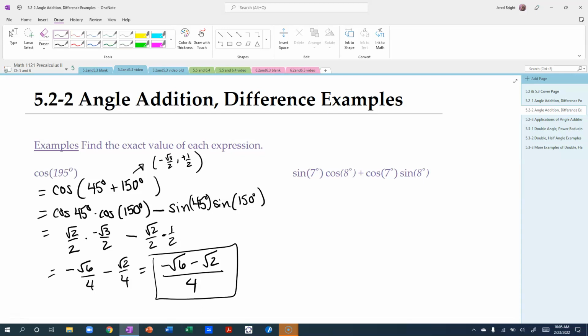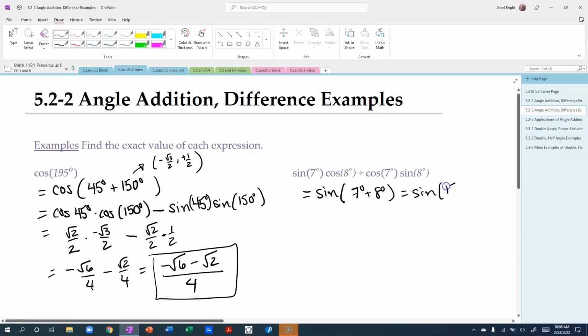Okay, now this next one, sine of 7 degrees, cosine of 8 degrees. Okay, so that's a big thing. Okay, let's see. So if I take a minute and compare that to my known angle addition formulas, this should be equal to sine of 7 degrees plus 8 degrees, better known as sine of 15 degrees. Okay, now that is still not on the unit circle, so what do we do?